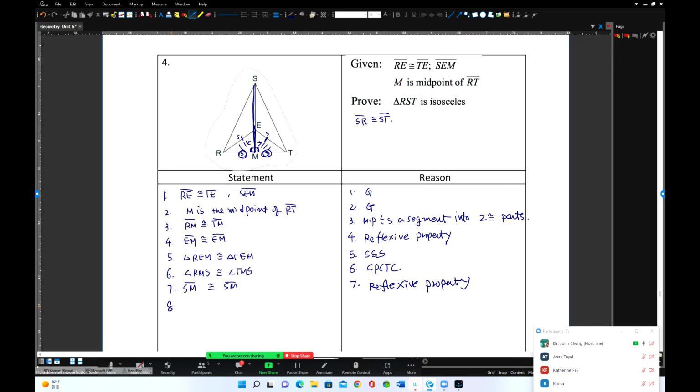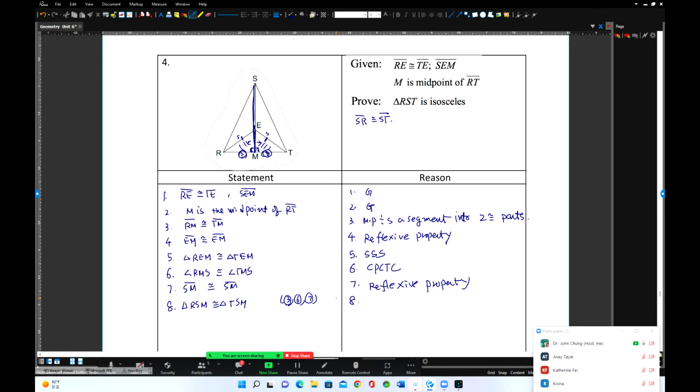Now we've got everything. Side angle side. So where is the number? RMT number 3 and the angle RMS number 6 and number 7, all 3. Okay, now we can say triangle RSM is congruent to triangle TSM from these 3 numbers.